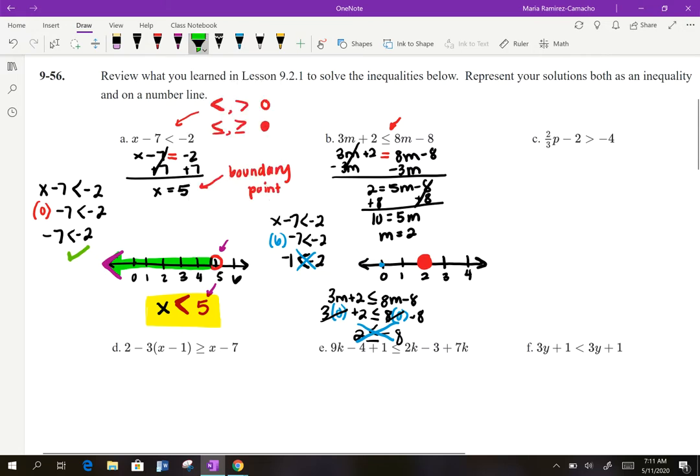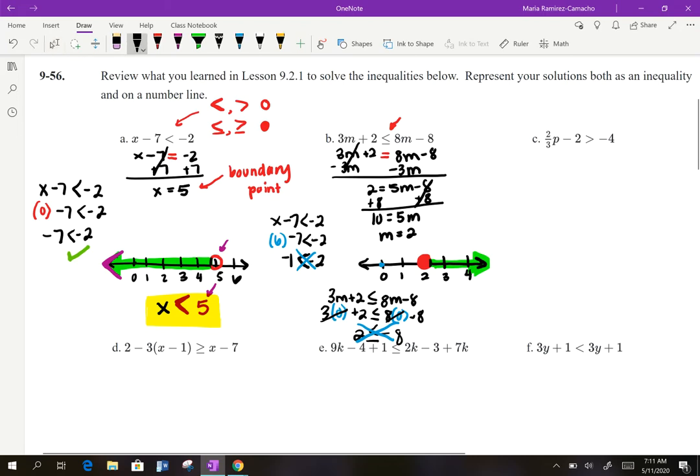What does that mean? That we're going to shade in the opposite direction. So one more time. If 0 did work, I would shade towards that direction, but when I plugged in 0, it made my inequality false. Therefore, I'm shading in the opposite direction. And if you'd like to be thorough and check that this direction works, pick 3 or pick 4 or any number bigger than that. Plug it into your original inequality and make sure that it works.